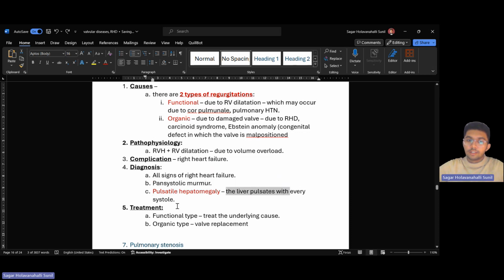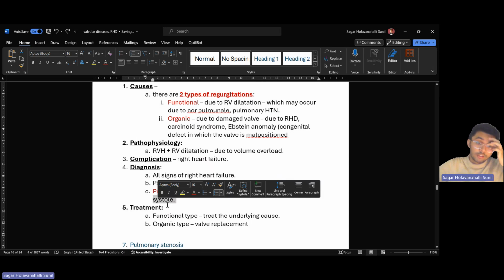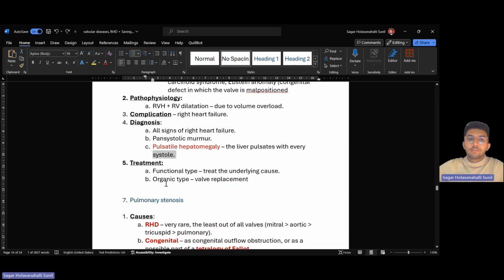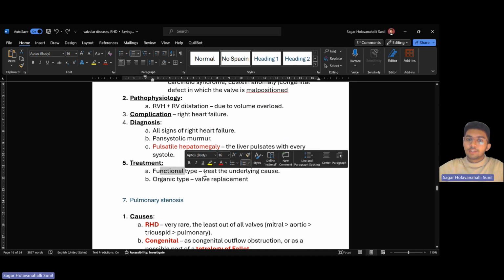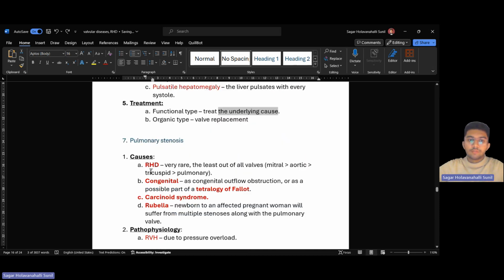That is, the liver pulsates with every systole because of congestion. Now, the treatment for an organic type would typically be a valve replacement, and for a functional type, it would be to just treat the underlying cause.